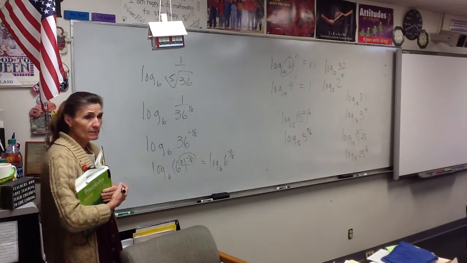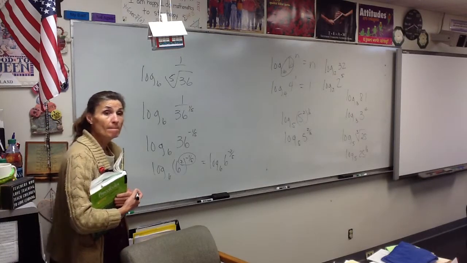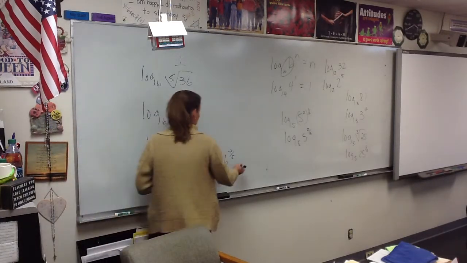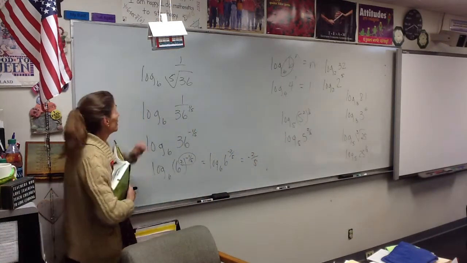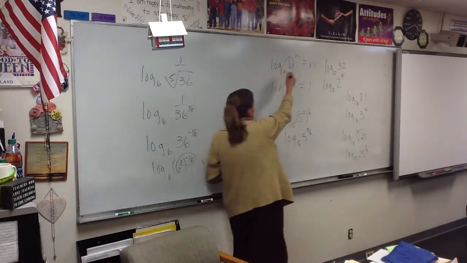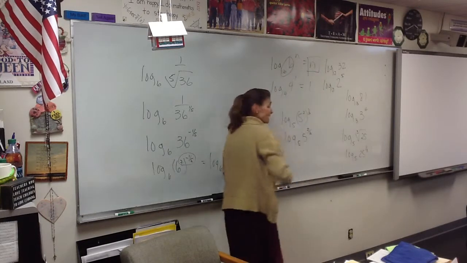You okay with that? Would the entire answer be negative 2/5? Yes, the entire answer is negative 2/5. The log base b of b to the nth is n. That's the answer.